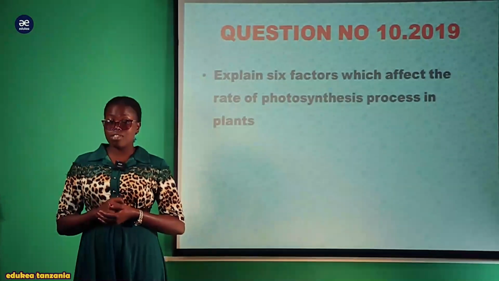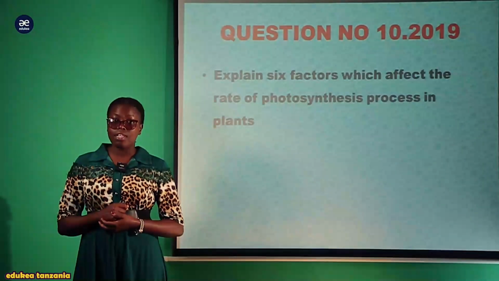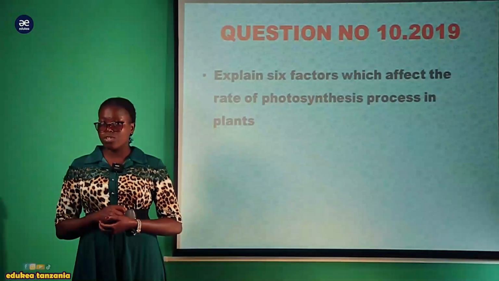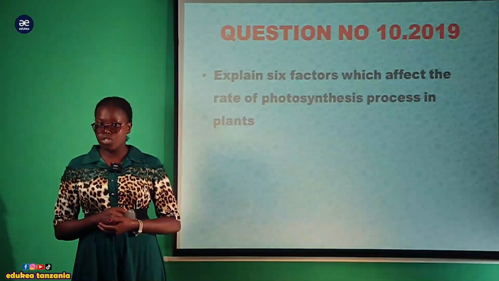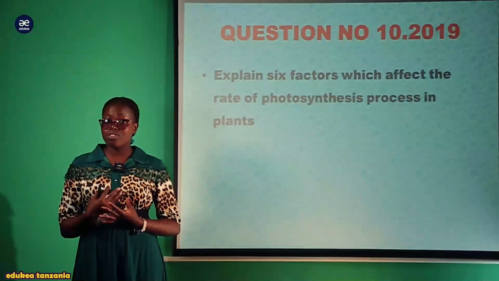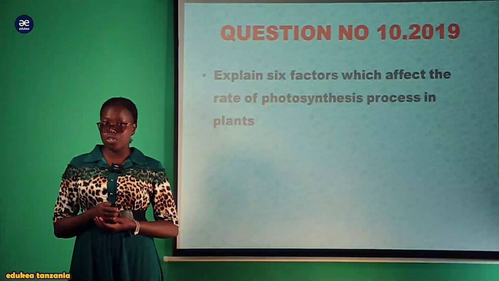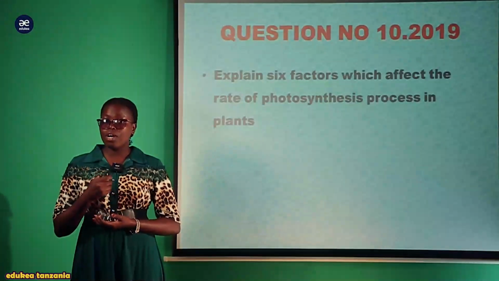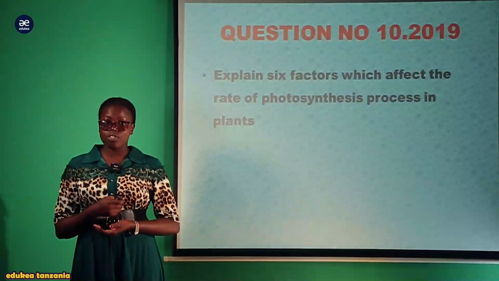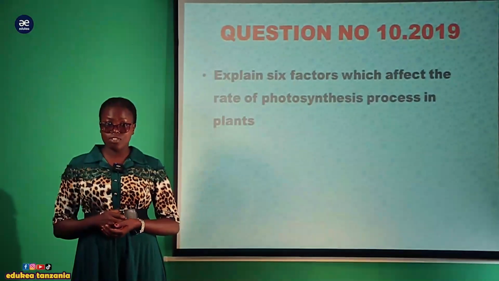My lovely form 2 students, before you answer this question, you have to be familiar with where this question has been derived. This topic has been derived from the topic of nutrition. It is the form 2 topic, the concept of nutrition in the plant. So in order to answer it, you need to use the concept and knowledge of this topic, the nutrition of the plant, where you can have a wide room to give a correct response. Now, before we answer the question, let us familiarize ourselves with what is photosynthesis.